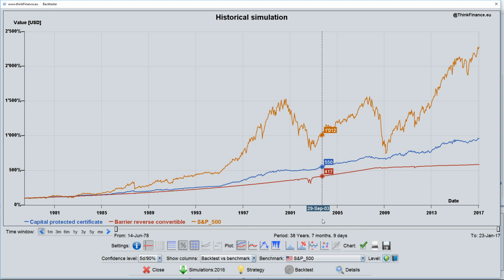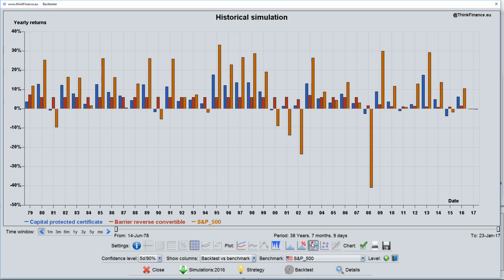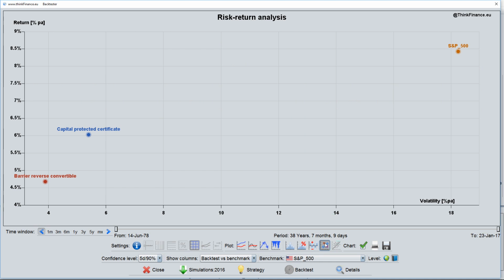And once again, it's interesting to look at, for example, the yearly returns of these 2 strategies versus the benchmark. And you see both of them are safer than the benchmark in the sense that they don't have these amazing losses in some years. You can look at the risk return chart where you basically compare long run return and volatility figures. And here you see that the barrier reverse convertible seems to have an even lower average volatility than the capital protected certificate. So it looks like it's a safer product.